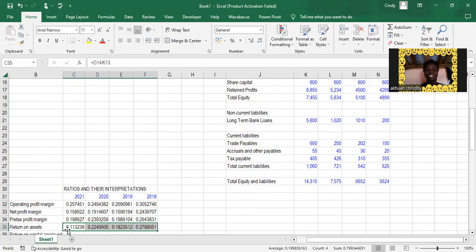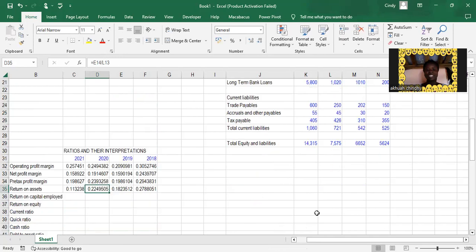So you see here it was D14 over what? K13. The second one is E14 over what? L13. So you see that Excel has done a very good job for us here. So we just move on to the next one. So this is just formula work which everybody can do. So our focus will be on the interpretation of the ratios.